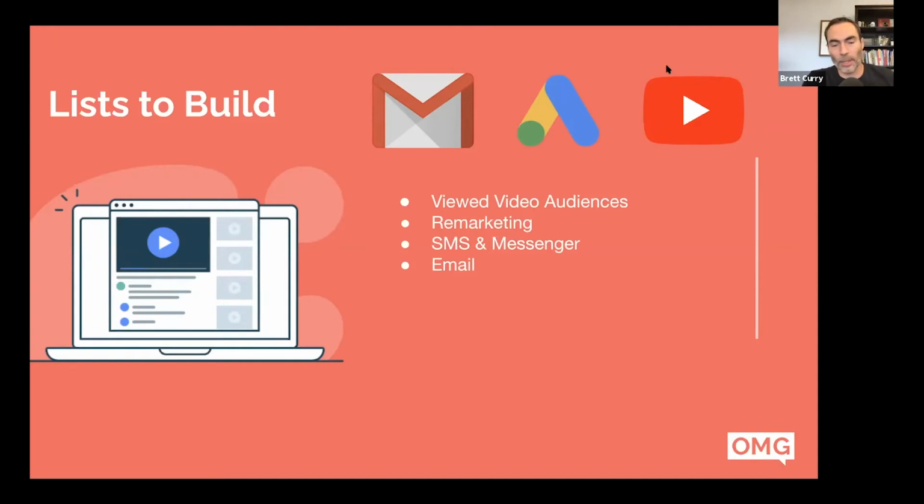Also remarketing, and we can slice and dice remarketing lists in a lot of different ways. We'll talk about that in a little bit. Also SMS and messenger lists, that's a list you should be building now. So while you're driving traffic to offer pages and PDPs, also try to get someone to enter their mobile number or get on your messenger list. And then of course, email lists as well. So if we make a secondary goal right now of building these lists, they are going to come in really handy once Q4 hits.